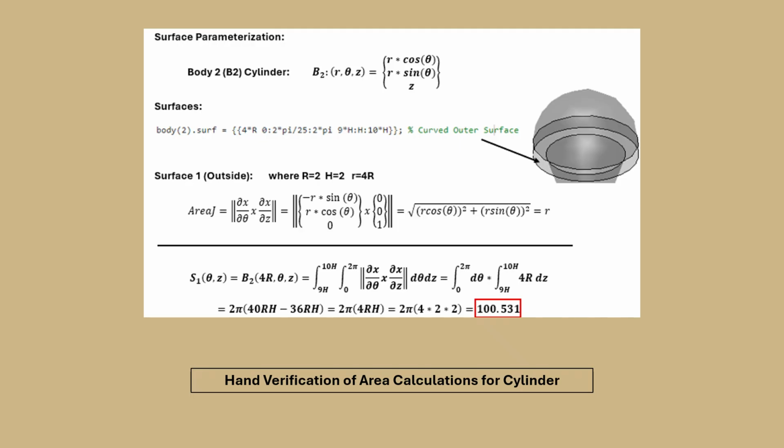Surface area calculation for my cylinder, where the body and the surface are defined at the top. There is only one surface to solve for, which is just the outer surface that surrounds the cylinder. I took the Jacobian with respect to theta and z, which resulted in the radius, and then integrated it with respect to theta and z, since the radius 4r is held constant, and got an area of 100.531.